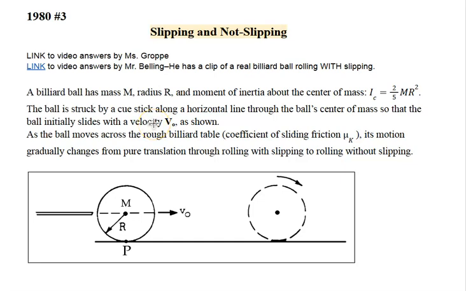All right, folks, these are the solutions to 1980, number 3. I don't have data on the average or where the points are, the rubric for the points, because it is that old. But I think it's important to challenge yourself to think about the difference between slipping and no slipping. And then I linked to a video of answers by a professor I found online.